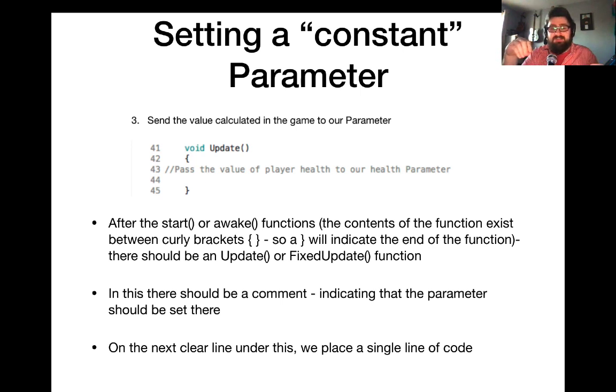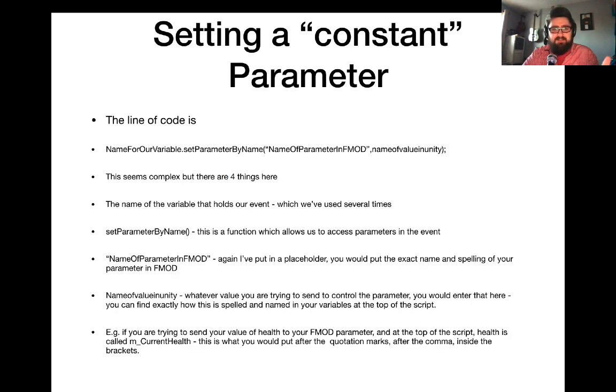If there isn't an update or fixed update, you can put yours in, as I have above in this example of update, and the only thing inside the brackets is a comment. That's not actually updating anything at the moment. We can add one in, but there should be a comment, and that indicates that the parameter should be set there. On the next clear line directly under this, same as before, we create a single line of code.